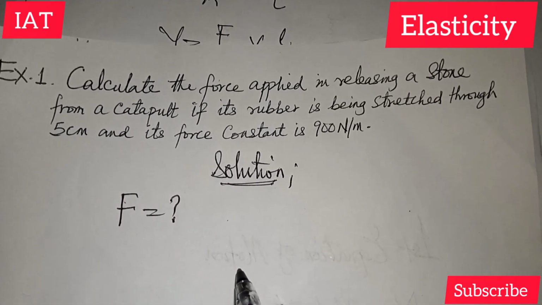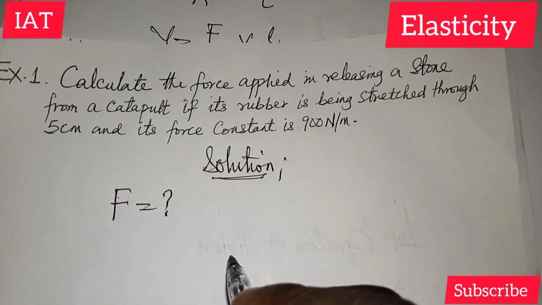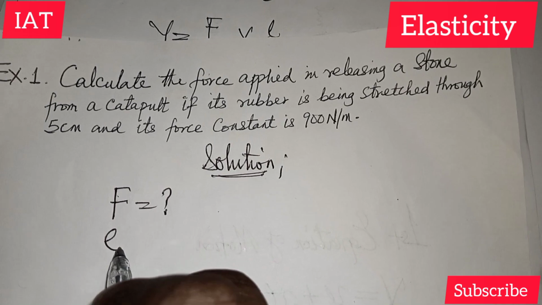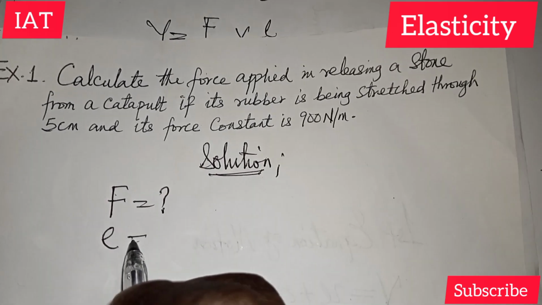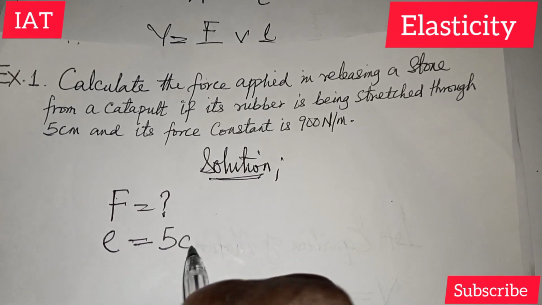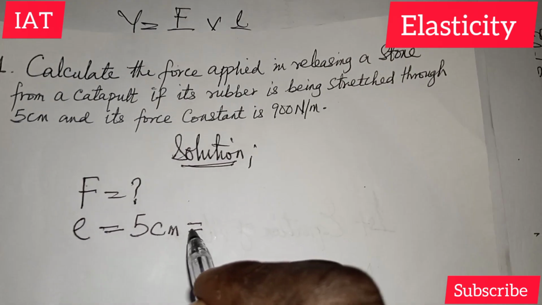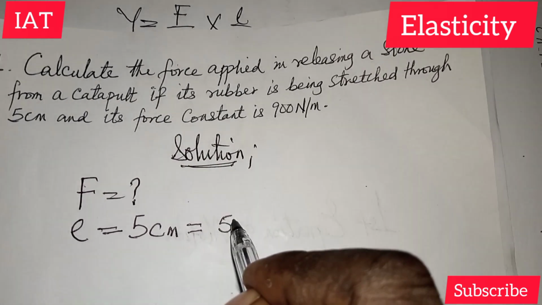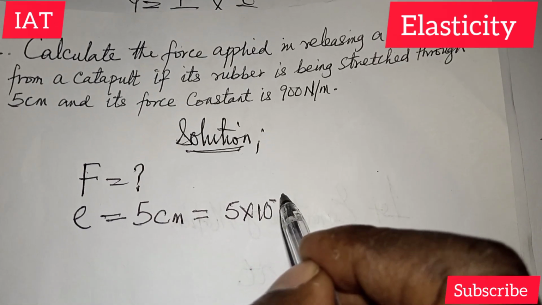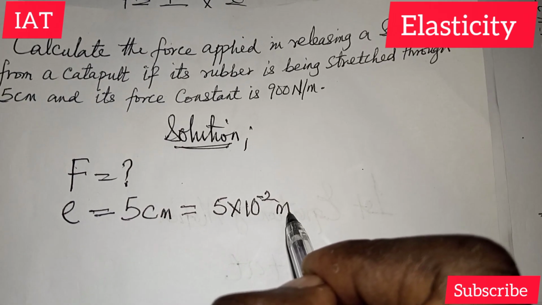What else are we asked to look for? Nothing. Parameters are given. We have 5 centimeters. What exactly is the 5 centimeters for? It is the extension. You've seen it stretched through 5 centimeters. That is the extension, 5 centimeters. But I would like us to convert this 5 centimeters to meters, and the only way you can do that is to multiply 5 by 10 to the power of minus 2, and then you put it in meters.